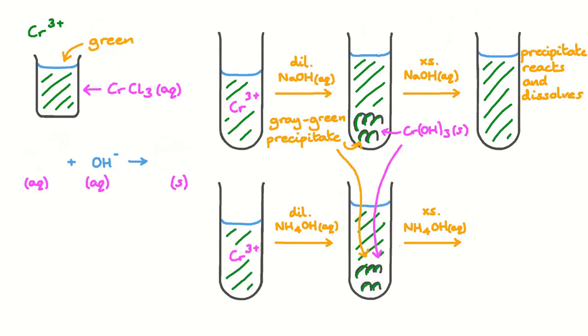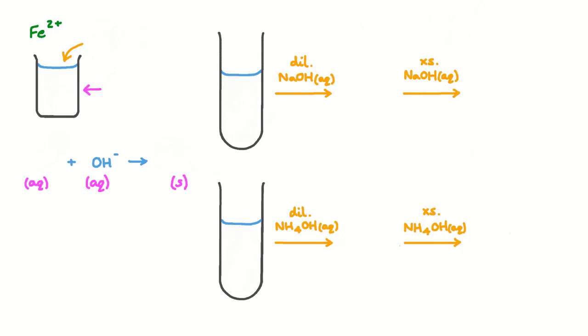If we use dilute ammonium hydroxide instead, we'll produce the same grey-green precipitate of chromium 3 hydroxide. But adding an excess will have no effect, and the precipitate will remain. Since chromium 3 ions have a charge of 3+, we end up with a formula of Cr(OH)3 for the hydroxide. Next we have iron 2, Fe2+. Solutions of iron 2 chloride are green.